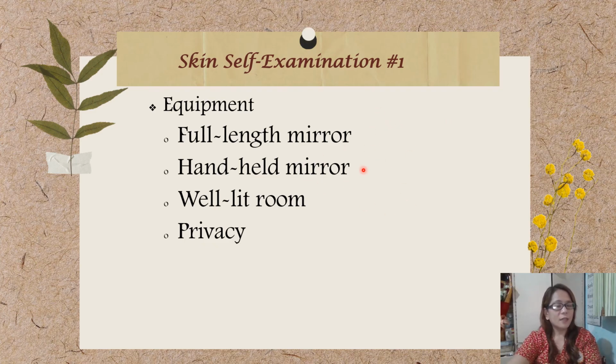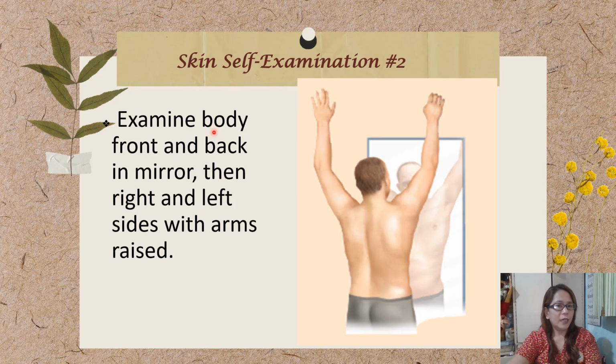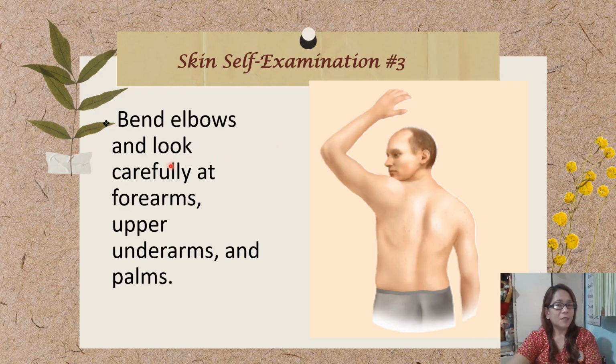And to do it, we need the following equipment: a full-length mirror, a handheld mirror, a well-lit room, and the privacy, of course. Okay, so examine the body from front and back, okay, in the mirror, as you can see in the picture. Then right and then left sides with the arms raised. Yan. And then bend the elbows and look carefully at the forearms, the upper arms, the underarms, and the palms.